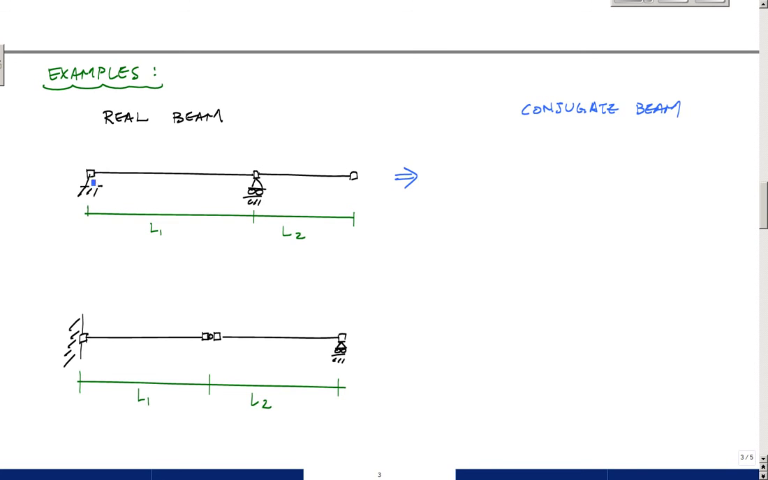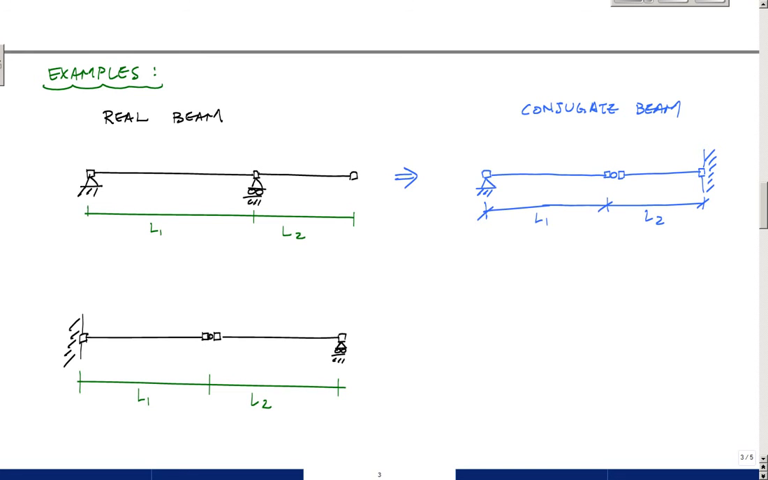And so here I've got a pin in the real beam, which is really just a pin in the conjugate beam. Sorry. Okay, so a pin in the real beam goes to my pin in the conjugate beam. I have an intermediate roller at L1, so that in the conjugate world is a hinge. And then here I have a free end, which in the conjugate beam is a fixed end. And this is what my conjugate beam would look like. None of my lengths change. This is still L1, and this is still L2 right here. Yeah, there's my conjugate beam.